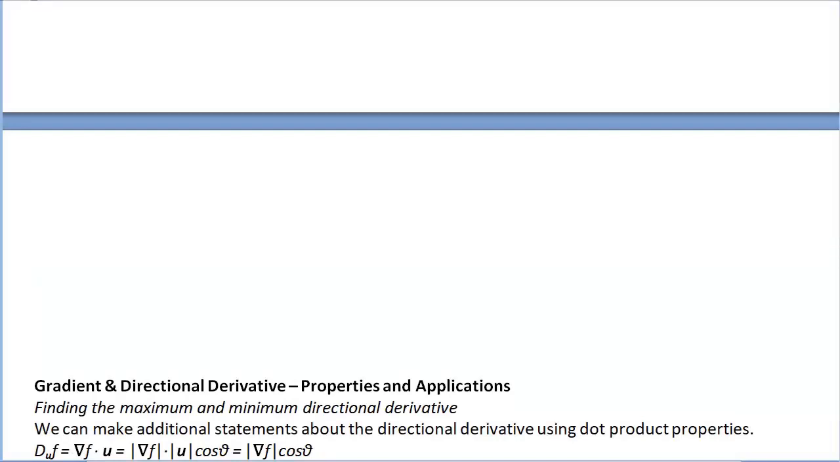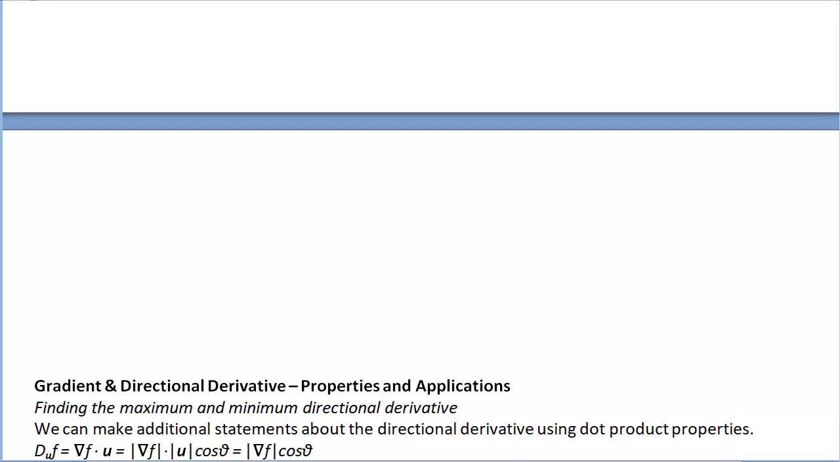So the gradient and the directional derivative. Previously, we've talked about basically the definition and how to calculate them. Now I want to start talking about some of their properties and applications. So the first thing I want to talk about is finding the max and min directional derivative.